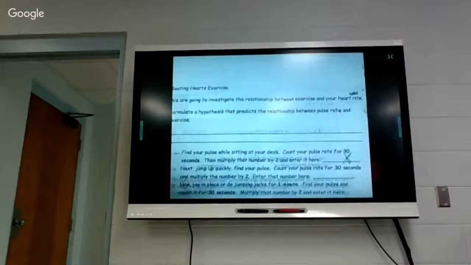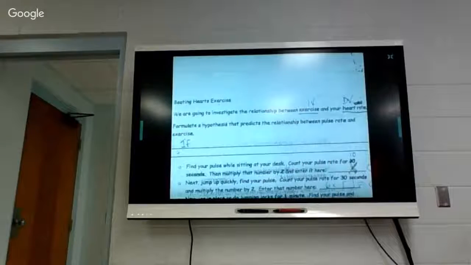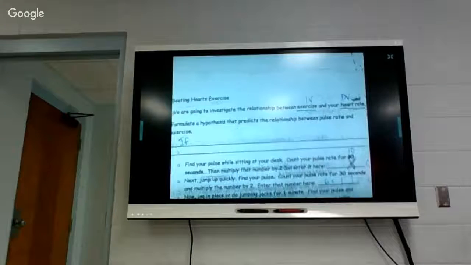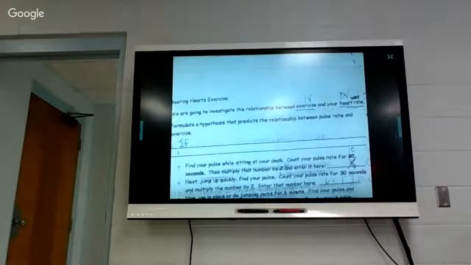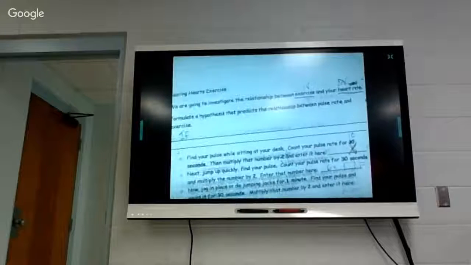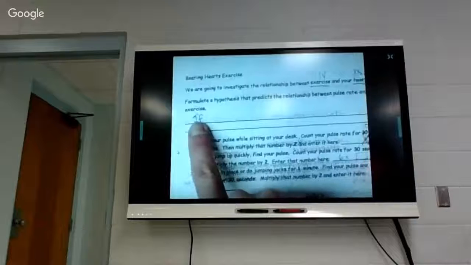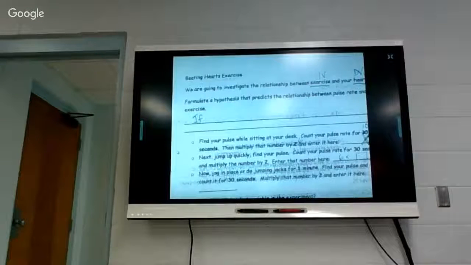So what we did, as I told them, was go ahead and underline that and put IV over it. When you read it, you want to just kind of go ahead and write down what you know. And then that means the responding variable would be your heart rate. So that would be your DV. And you've already answered 2 of your questions down below by doing that. Okay, so formulate a hypothesis that predicts the relationship between your pulse rate or heart rate and exercise. And you want to start with an if statement. Okay, so go ahead now and make your prediction.